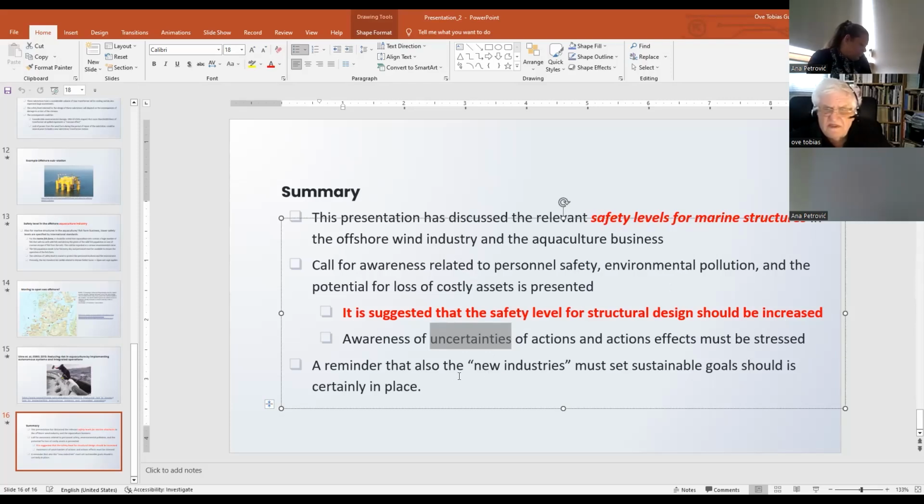And I also would stress that for these new industries, the oil and gas, the wind industry out in the open ocean, the Atlantic, the northern North Sea, the Norwegian Sea, sustainable goals should also be in place for these industries. That's my presentation. I would like to prepare a paper for this if you accept. Thank you very much. Yes, thank you.